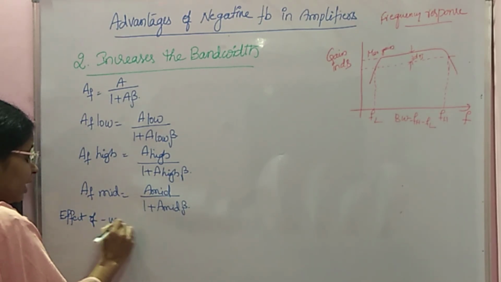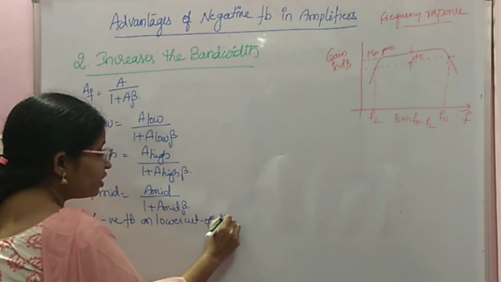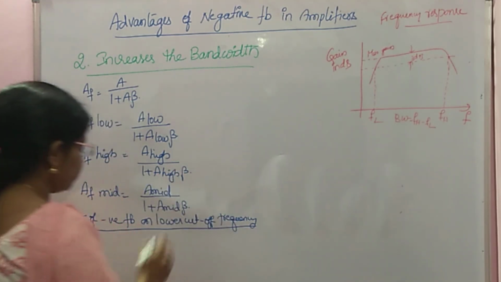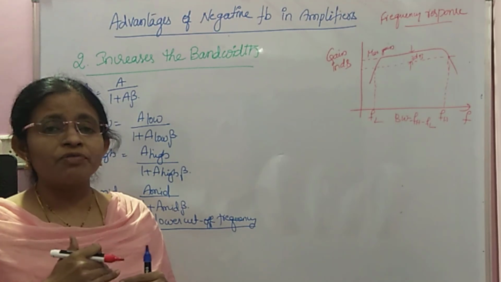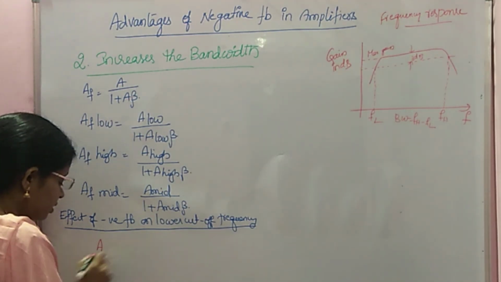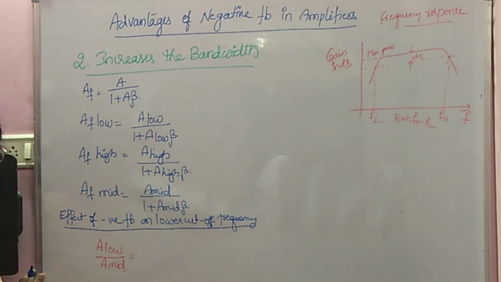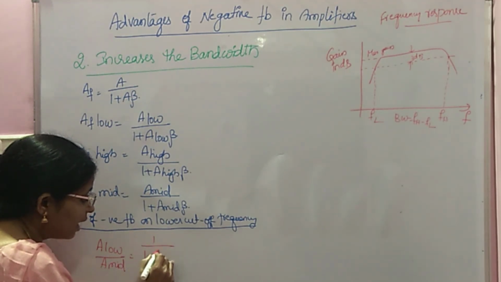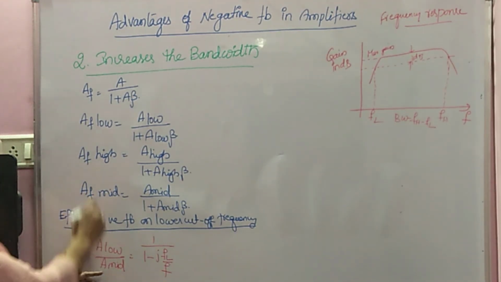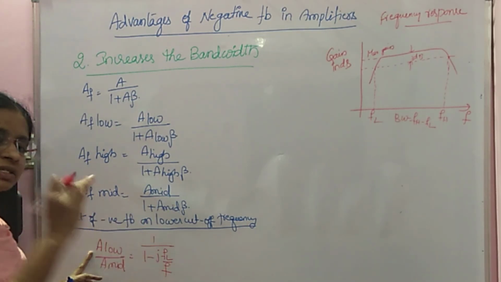Effect of negative feedback on lower cutoff frequency. There exists a relation between the gain at low frequency and the gain at mid frequency. It is already a derived equation. That is, A low by A mid is equal to 1 by 1 minus J FL by F. A low is the gain at low frequencies and A mid is the gain at mid-range frequencies. FL is lower cutoff frequency and F is the applied frequency.